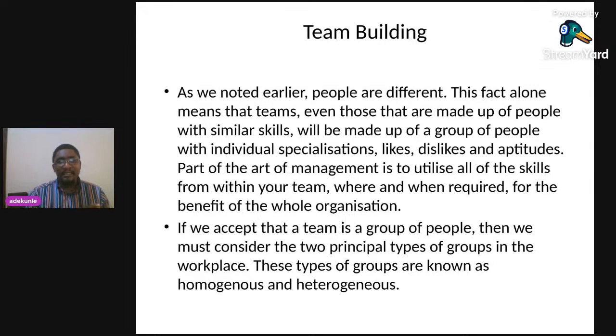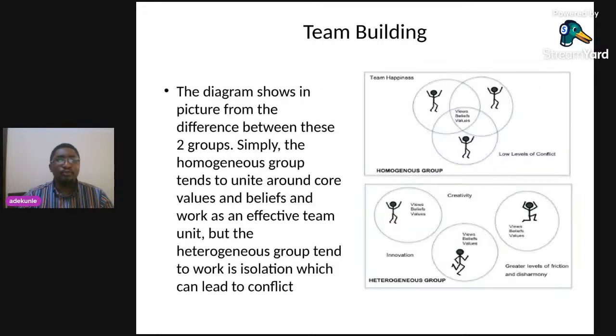Now, if we accept that a team is a group of people, then we must consider that two principal types of groups will exist in a workplace. These types of groups are known as either homogeneous, like the word is, or heterogeneous. When we talk about homo, it means a group of people made up of the same character, the same belief, the same specialization. They actually have one common goal. Of course, within that same organization, we can have people who are heterogeneous, maybe because they are coming from different backgrounds, different orientation, different ways of doing things, forming a team. And of course, there's a need for you to find a way to build these people as a team.